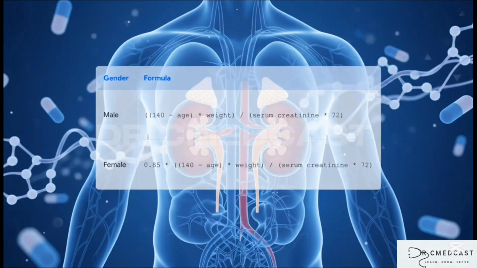Right, but to pull those levers correctly, you can't just guess. You need a number. You need to estimate how well the kidneys are actually working. And one of the classic ways we do that is with the Cockcroft-Gault equation. It takes the patient's age, their weight, and their serum creatinine, which is just a muscle waste product that kidneys filter, and it spits out an estimated creatinine clearance. That gives us a concrete number we can use to guide our dosing decisions.